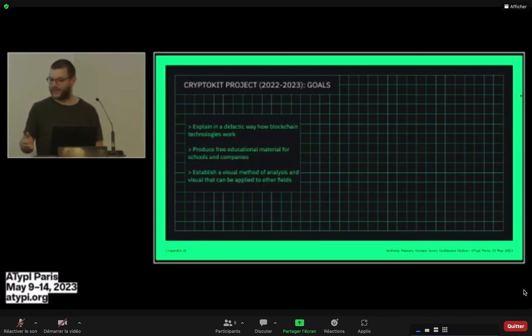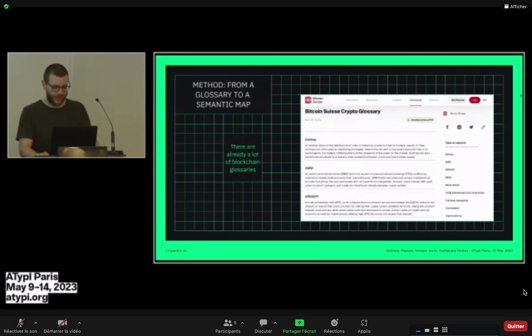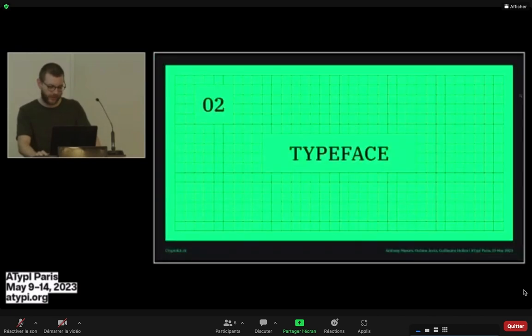And because we are not graphic designers, Guillaume and I, we needed a professional, and that's why we asked Océane Juvin to help us, because we very much appreciated her work on Quantype, physique quantique. For the method, we didn't want to do a glossary because you can find a lot of them online. The first step was to establish a corpus, a list of key terms, key words, that we compose and display on semantic layers, but Guillaume will explain this just later.